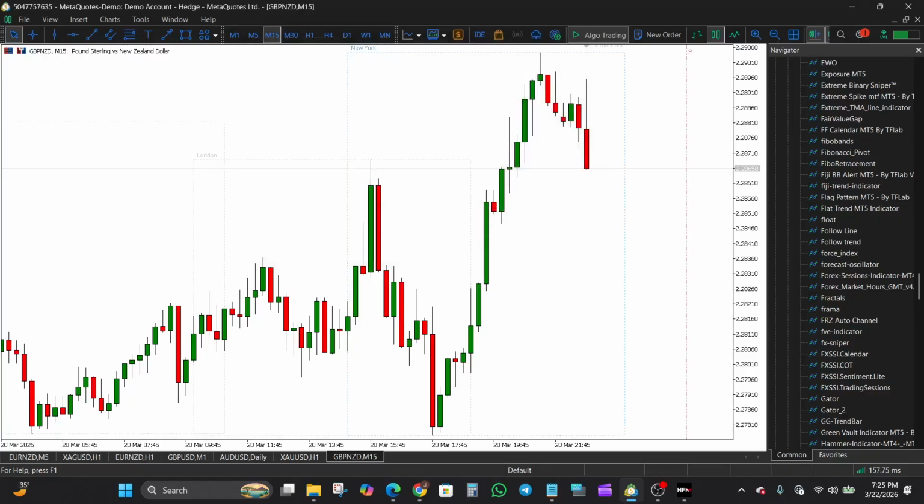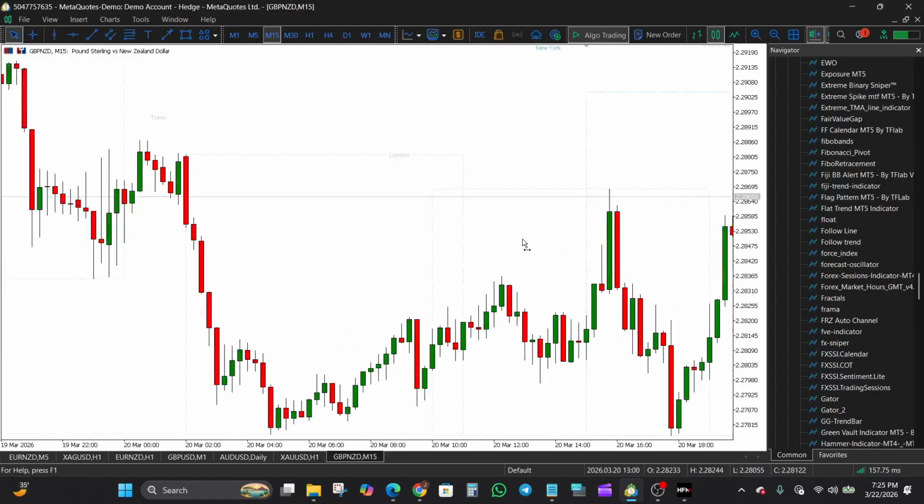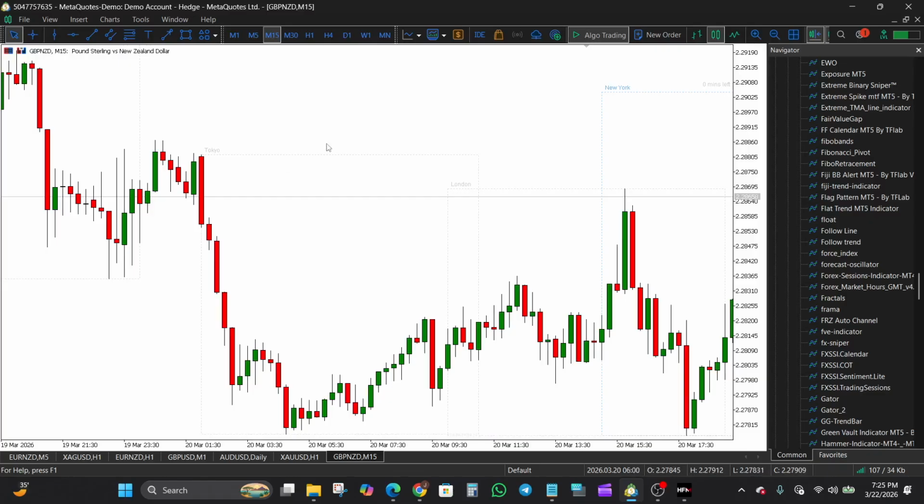Okay, here we go. So now the FXSSI Trading Sessions Indicator for MT5 is a visual tool that helps traders clearly see the different Forex market sessions directly on their charts, right? So instead of guessing when major markets are active, the indicator highlights sessions like the Tokyo session, the Sydney session.